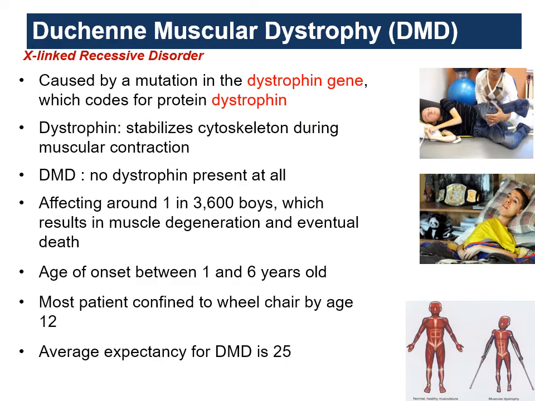The next example is Duchenne muscular dystrophy. It is caused by a mutation in the dystrophin gene, which codes for protein dystrophin. Dystrophin protein is essential in stabilizing cytoskeleton during muscular contraction. People with this disorder will not be able to synthesize dystrophin protein. The average life expectancy for this disorder is around 25 years old.